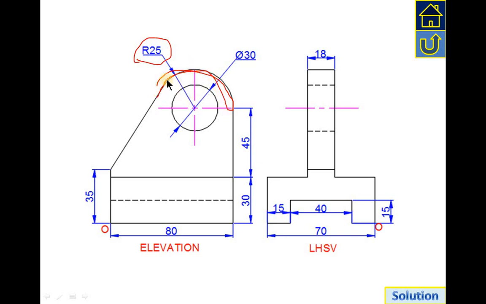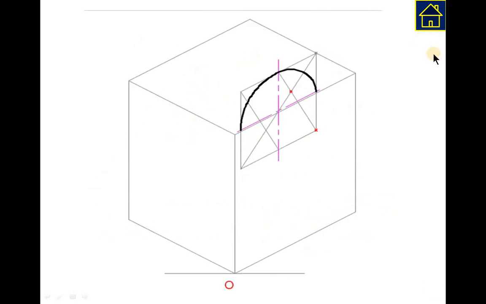Okay, the half one, 25 mm radius, but it has a thickness of 18 mm, that you can see here. 18 mm thickness is there. The curvature is drawn on this side, but it has a thickness, and another curvature is on this side, back side. So that also we have to draw. So we'll see how to draw it.